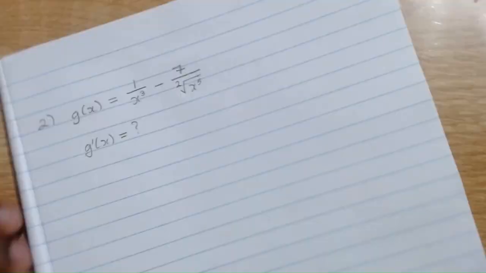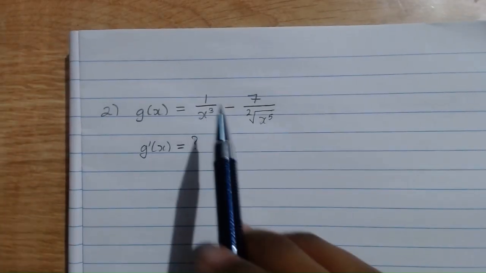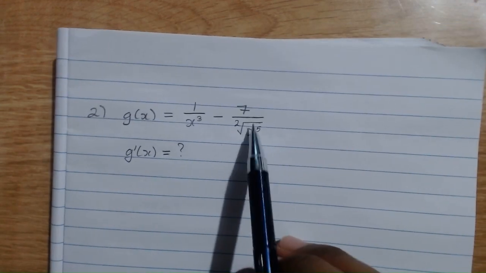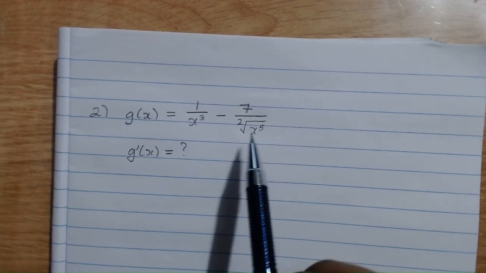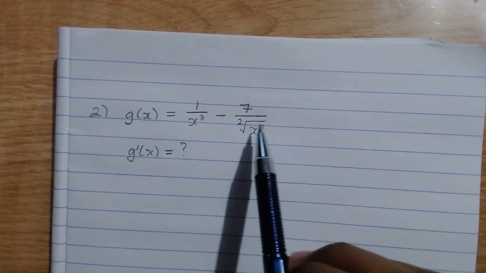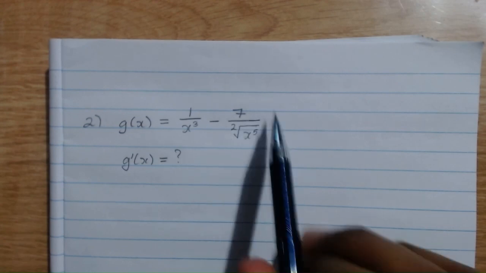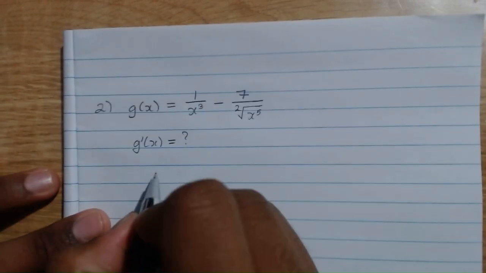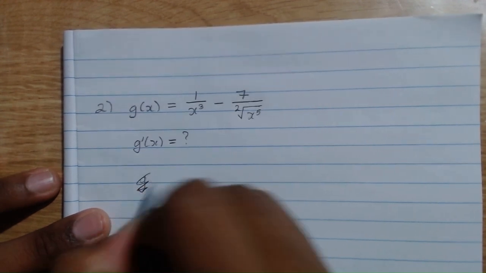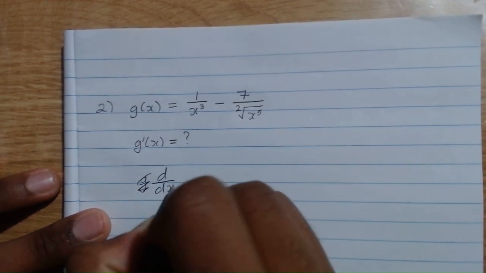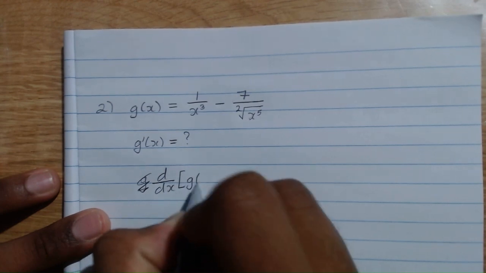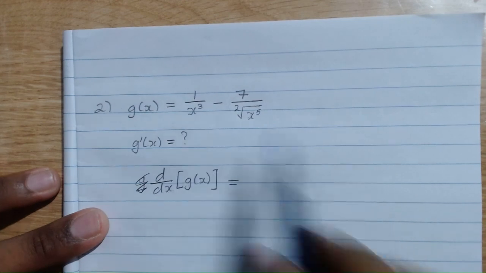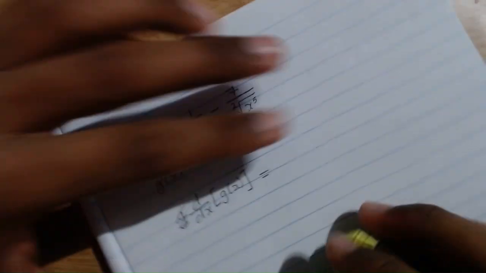All right, let's do the next one. g of x is equal to 1 over x cubed minus, now this might look like a complex expression, but we can formulate it into exponents, and we can use the power rule to actually break this down. So we want to find the derivative of g of x. d over dx of g of x is equal to, all right, actually before we do that, let's simplify g of x.